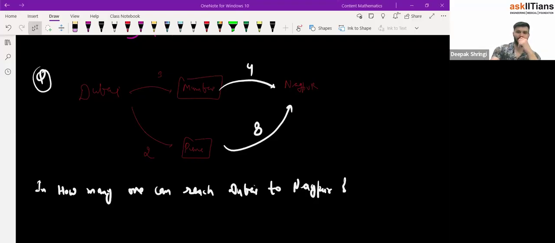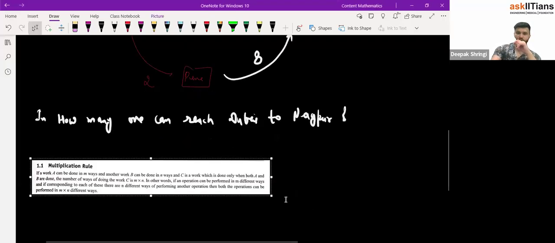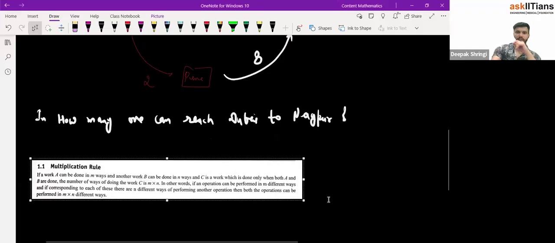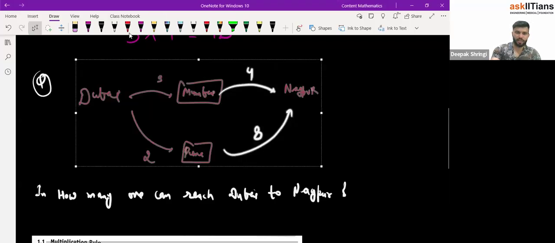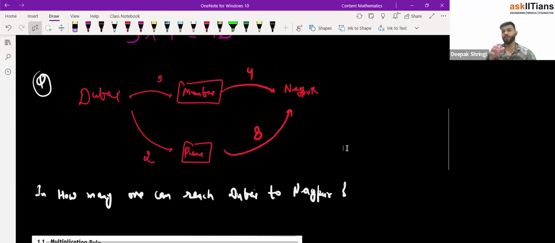Look, in layman's language, I can tell you that you multiply when you are doing a task and that task involves multiple subtasks to finish a particular thing. For example, when I asked you in the first question to reach Nagpur from Dubai, your actual task was to reach Nagpur. But in between, first you reached Bombay, and then you reached Nagpur, and there are 3 ways to do the first task and 4 ways to do the second task. There you multiplied them, 3 into 4. Correct? Understood?